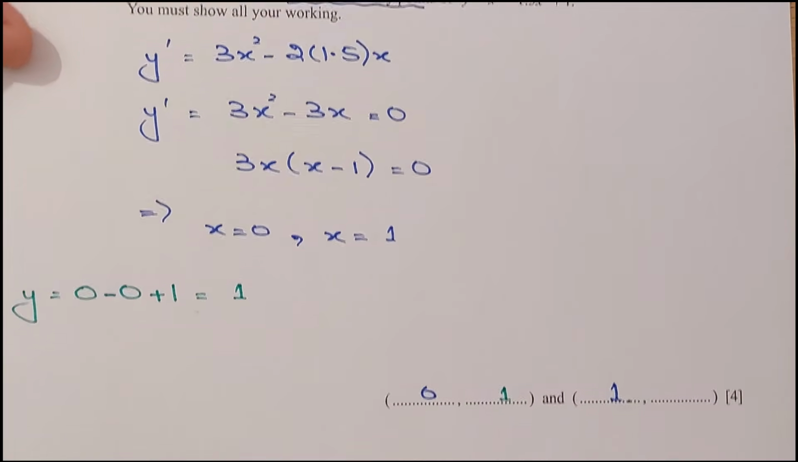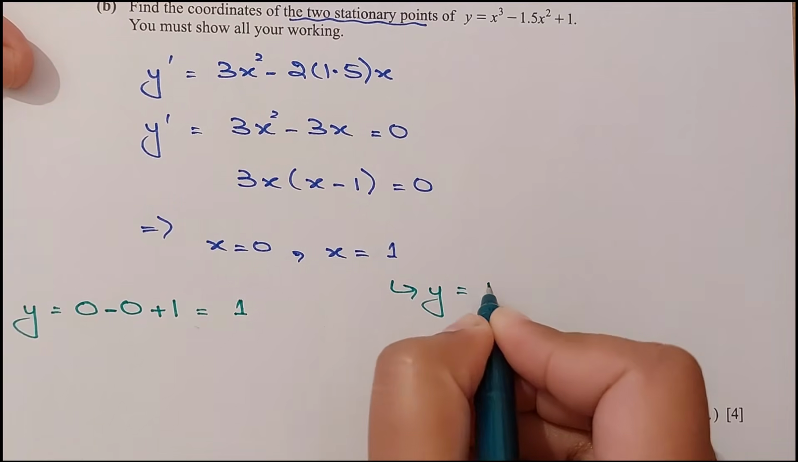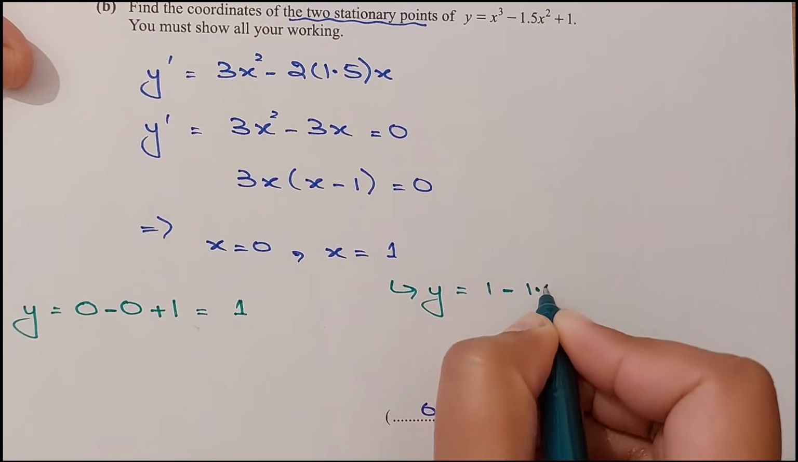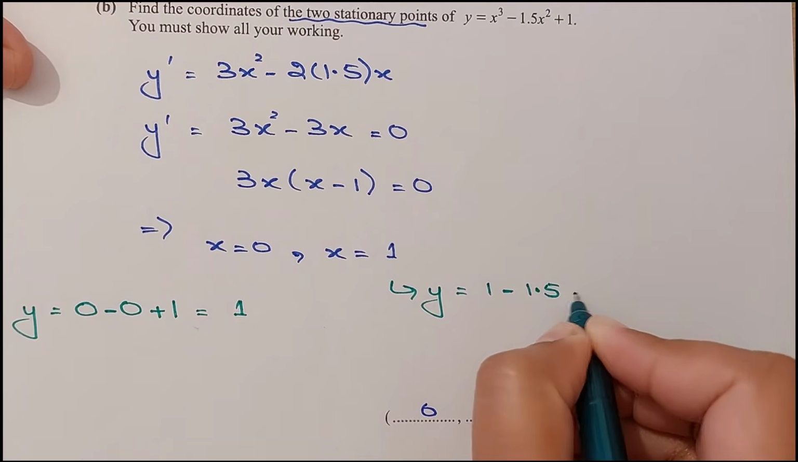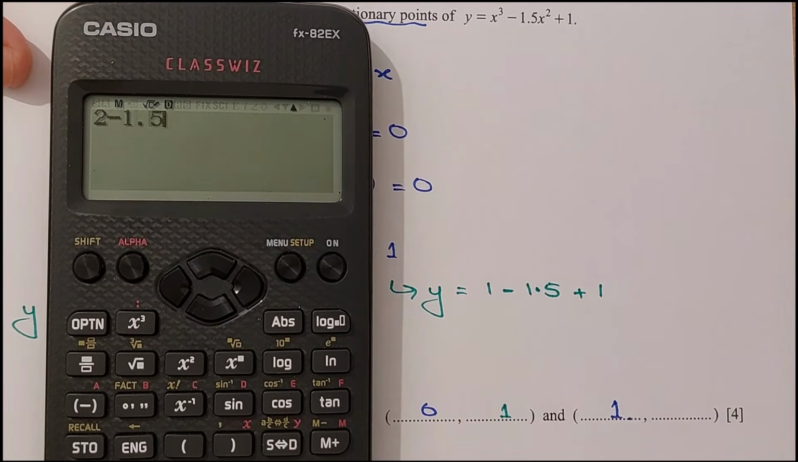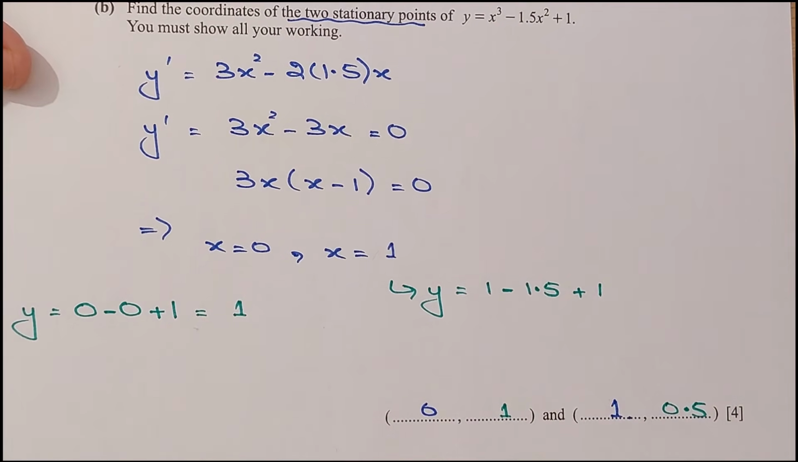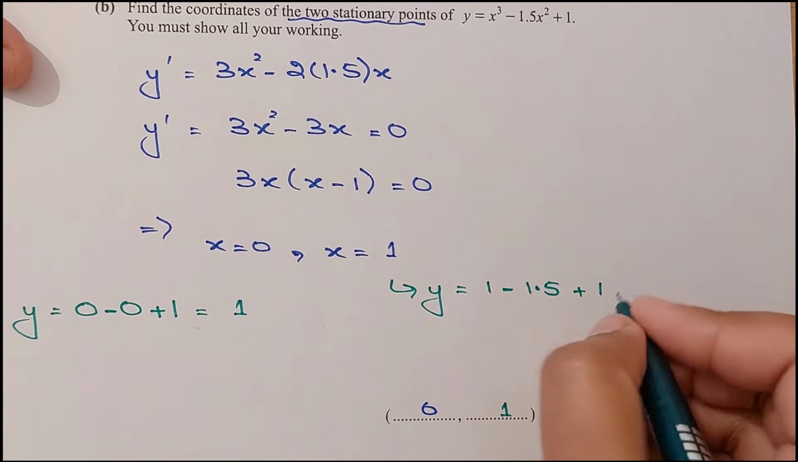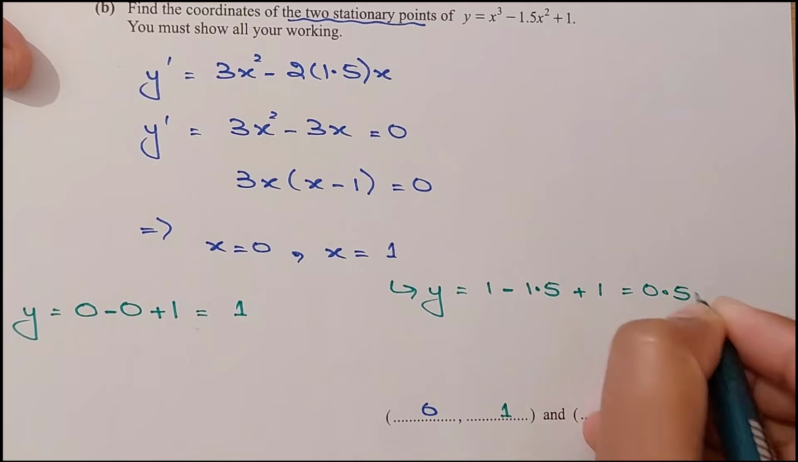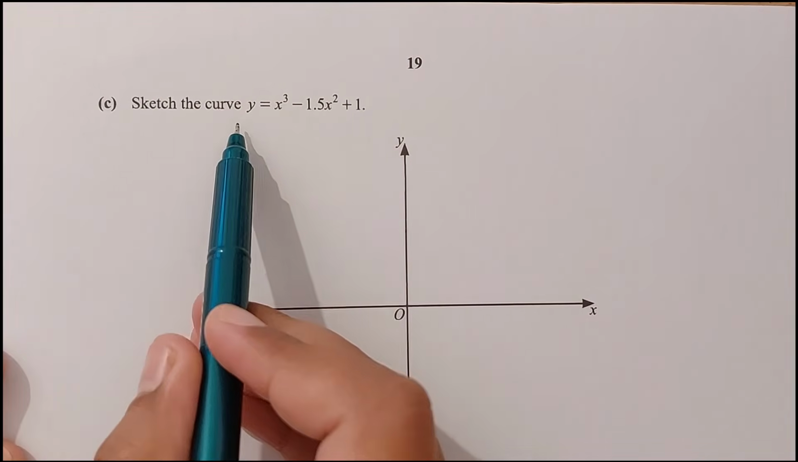When x is equal to 1, y is equal to 1 cubed is 1, minus 1.5 times 1 squared is 1, plus 1. So 1 plus 1 is 2, and 2 minus 1.5 is 0.5, right? So the two coordinates of the two stationary points are 0, 1 and 1, 0.5, sorry. Right?